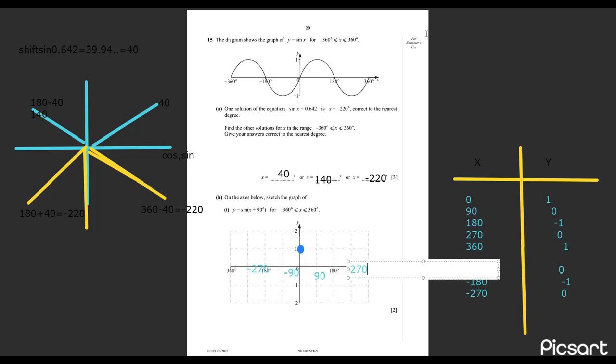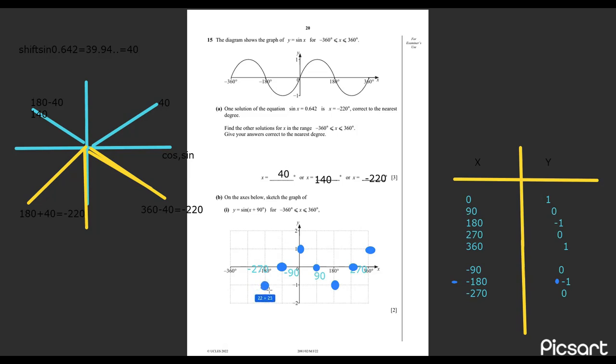Let's mark together. Okay. So all we do now is mark 0 and 1, and 90 and 0. Like this, 90 and 0, and 180 and negative 1. This is very important, to plot your points here. Very important. 270 and 0 here, and 360 and 1. It's clear that there's a graph here. It will be here negative 90, it will be 0 here, and negative 180, it will be negative 1.